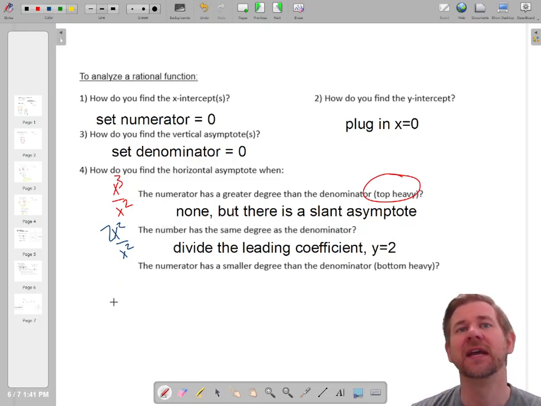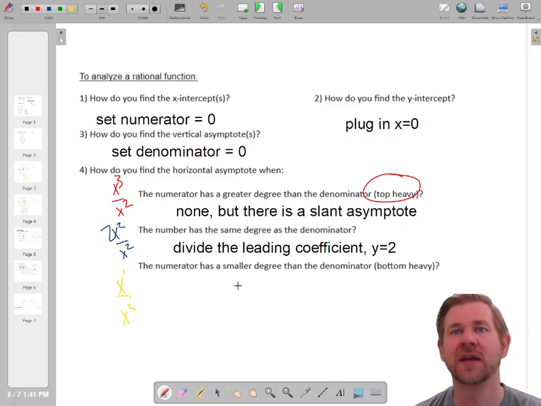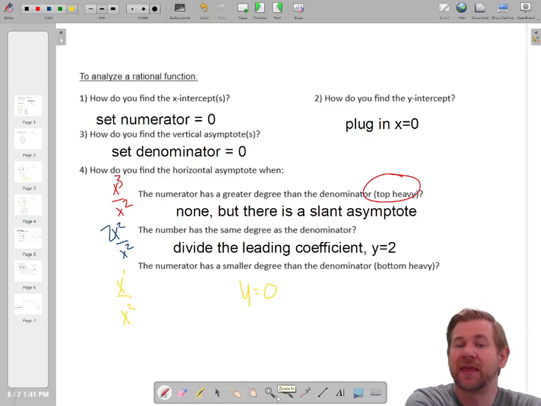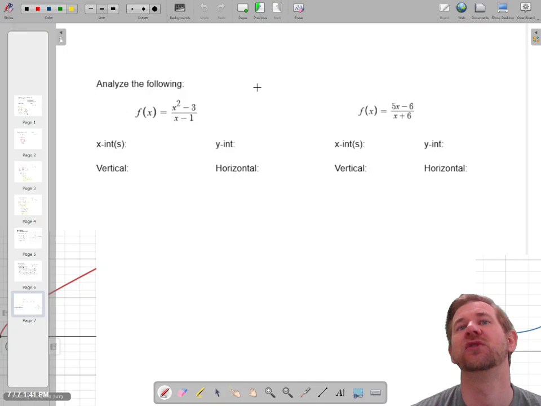And the last one, if it's bottom heavy, like x over x squared, so the numerator is x to the first and the denominator is x squared, then the asymptote will just be at y equals 0. It will be the x-axis. Okay? So you need to remember that process and you need to be able to solve those things. But when I give you a function, you kind of have to go through those steps. So let me do one with you here.